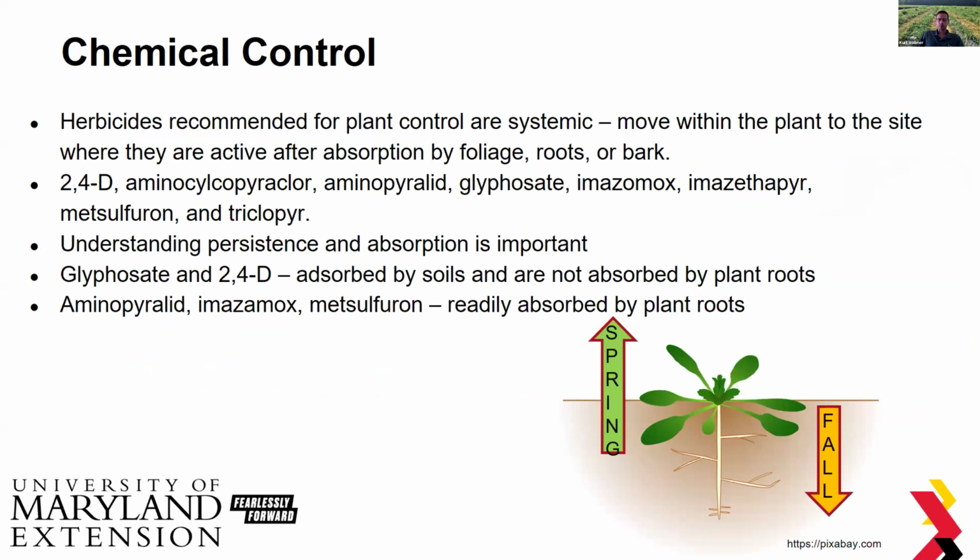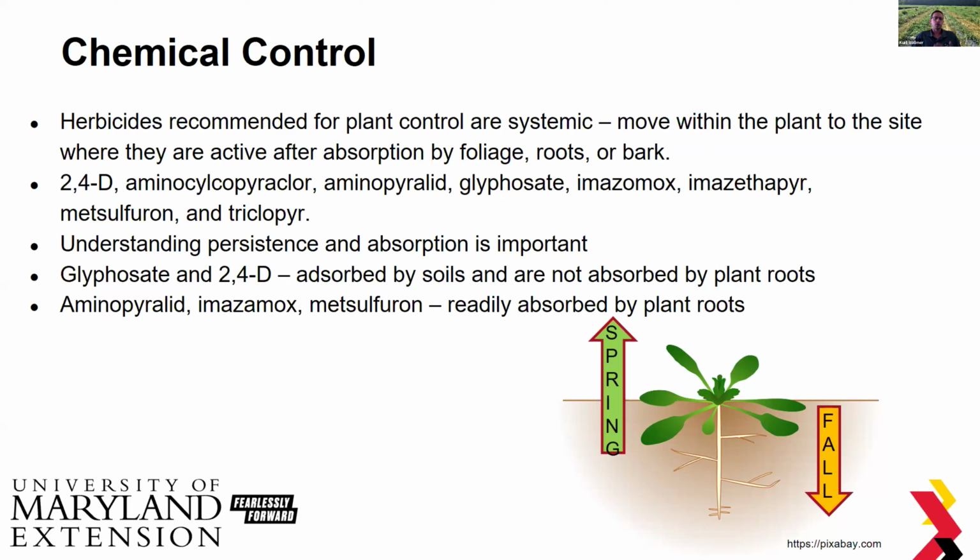For chemical control, there are a ton of herbicides out there that I know of, but the majority of the herbicides that you're going to use to manage invasive plants are going to be systemic. Those are herbicides that are going to move within the plant to the site where they're active after being absorbed by the foliage, roots, or bark. For a lot of our perennial invasive species, our desire is to actually have that herbicide move from the leaves into perennial storage structures like roots and rhizomes, where they're more likely to provide more of a complete kill over time.